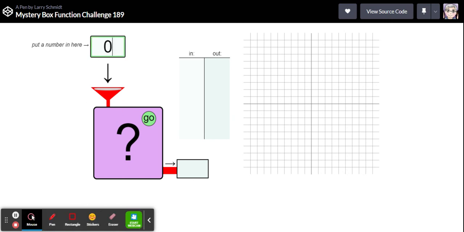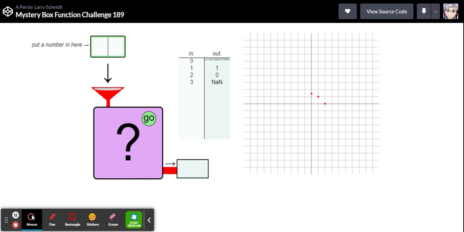All right, let's start with a 0. Okay, 0 gives us that number 1.414, that is familiar to me. Let's try a 1. 1 gives us a 1. How about a 2? Gives us 0. Oh, this is interesting. How about a 3? And 3 gives us not a number.